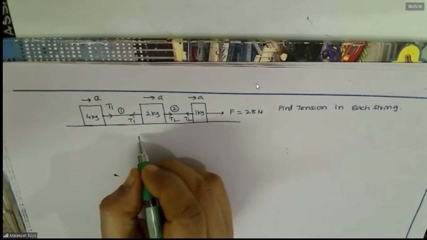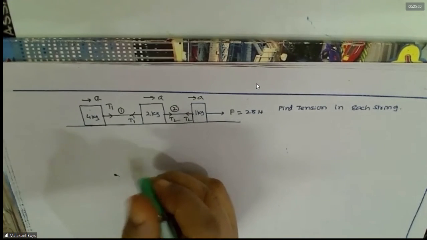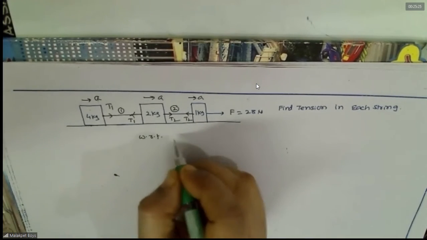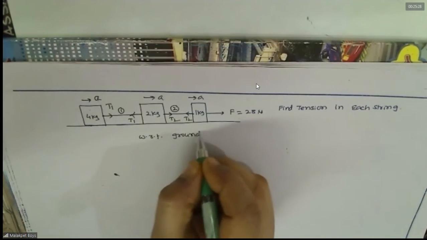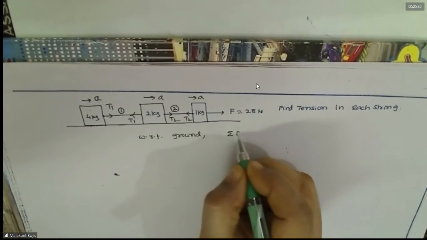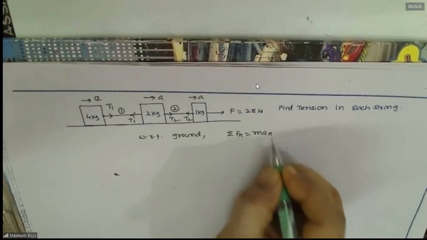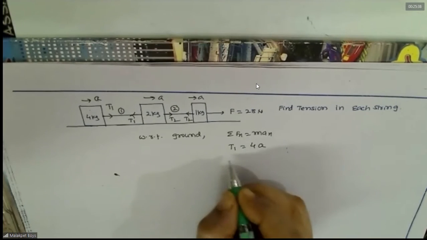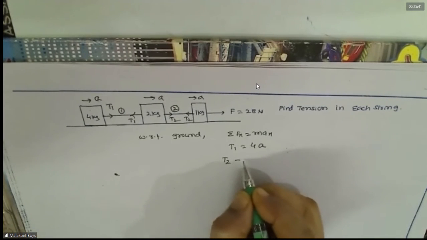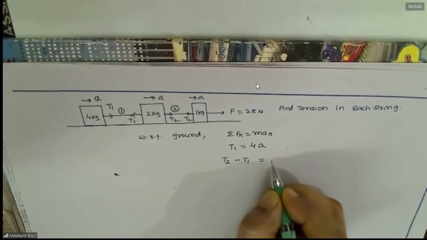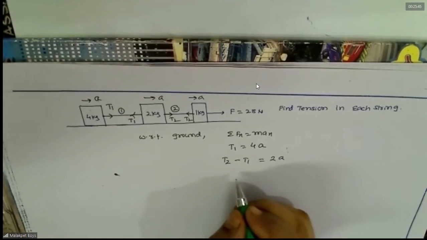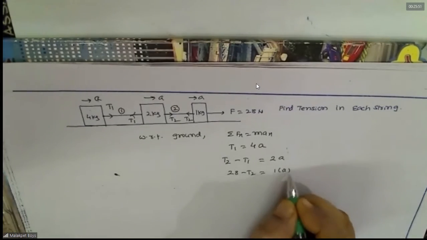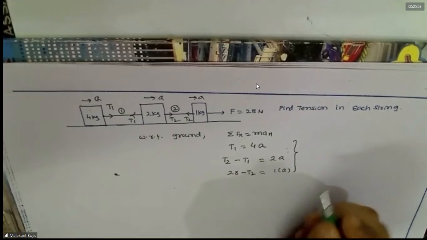See, if nothing is mentioned, it is nothing but a free body diagram with respect to ground only. So with respect to ground, sigma Fx equals ma. The only force is 28, so 28 minus T2 equals 4a. For the next one, T2 minus T1 equals 2a, the second block. For the third block, T1 is 1 into a.